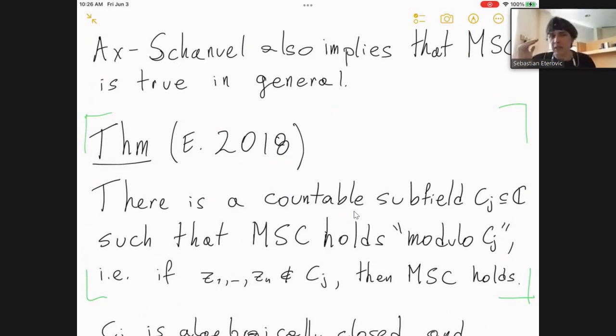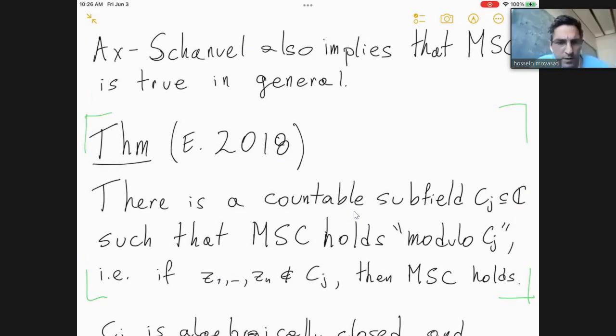But if you work outside of this field, modular Schanuel is true. Okay? So that's what I mean when I say modular Schanuel holds modulo Cj. As long as the point that you're considering is not in Cj, modular Schanuel will be true.